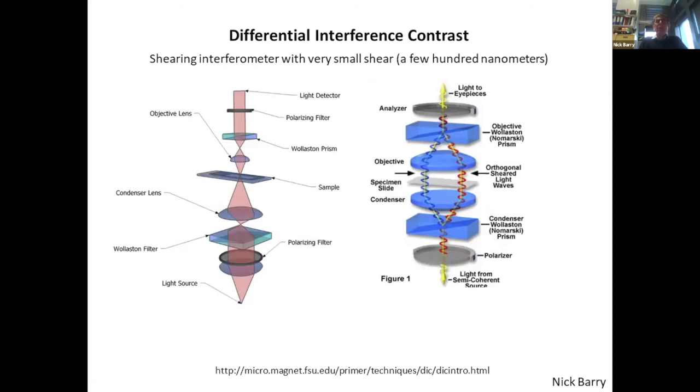Differential interference contrast is a slightly different sort of interferometer. It's known as a shearing interferometer. Conceptually, if we think about a point source illuminating a point on the sample and going up to a point in the image plane, what the actual differential interference contrast optics do is shear the beam. So you get two slightly shifted beams, and that shift is tiny.